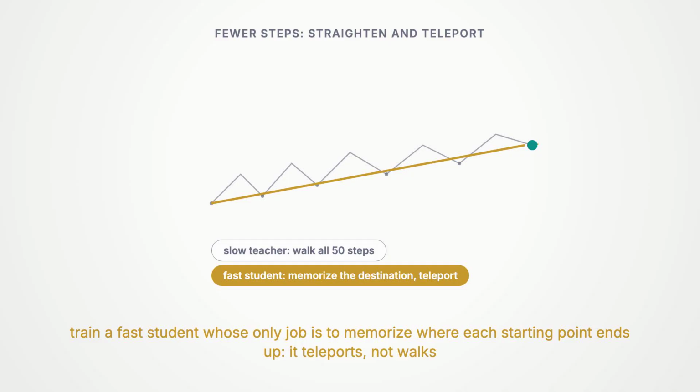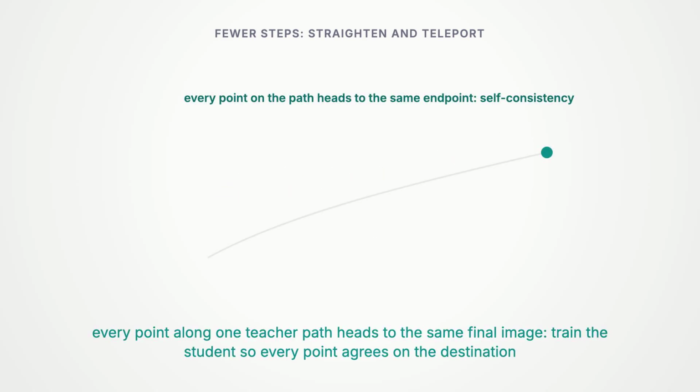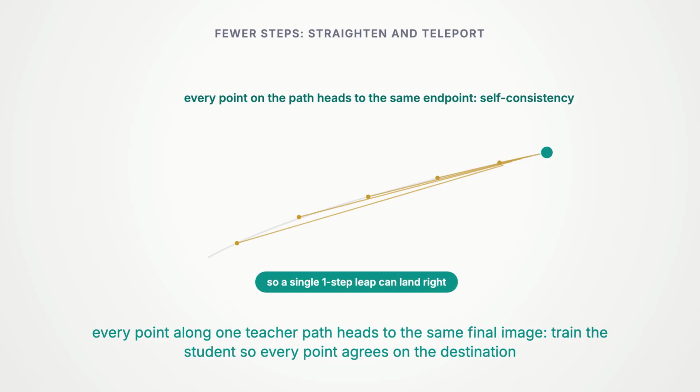The cleanest way to picture how the boldest version, the consistency model, can possibly work is this. Every single point along one of the teacher's winding paths is secretly heading to the exact same final image. So you train the student on one iron rule: no matter where on a path I drop you, point at that one shared endpoint. That property is called self-consistency, and it is the whole trick, because once every point on the path agrees on the destination, the student can leap from the very first point straight to the answer.